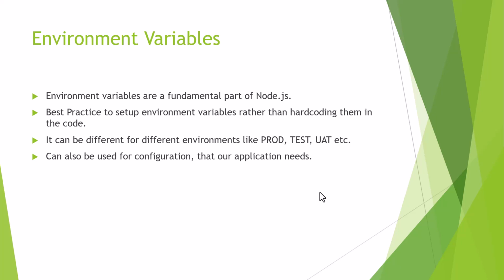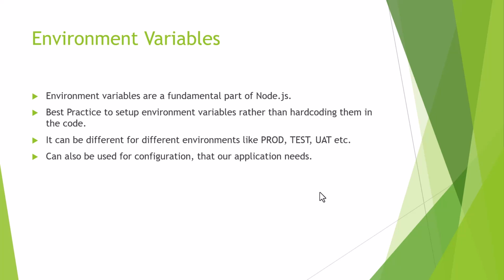So from the configuration file or from the environmental variable files, the platform is able to read those configurations or secret keys or anything. And another advantage is it can be used for different environments like prod, test, UAT, because typically there are 2 or 3 environments which every organization would set up. And we could also use the environmental variables or .env file for configuration that our application needs.